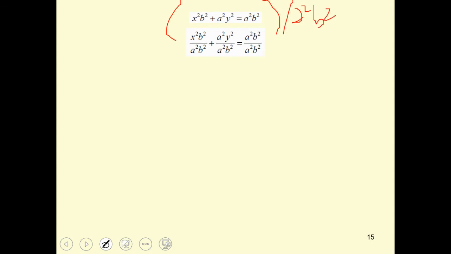Gi-divide dito para mabilin ang 1. Okay, gi-divide dito both sides by a squared b squared. Kini, divide na both sides. So, ang hinatnan is kana na ang atong standard equation when your ellipse is naghigda and the center is at the origin. Okay? The center is at the origin. Mao ni atong standard equation.